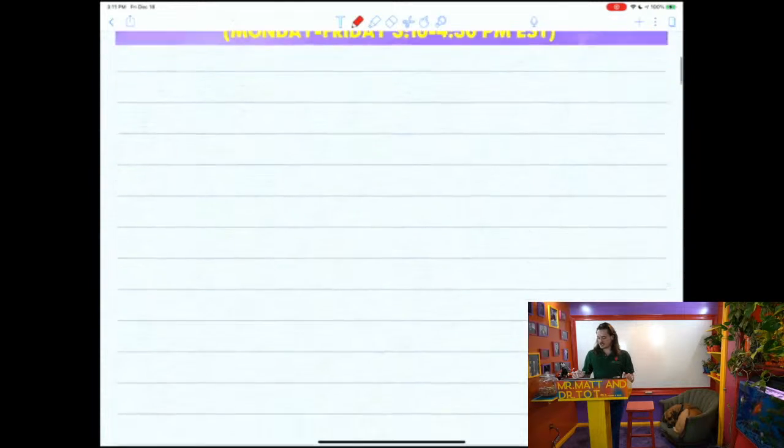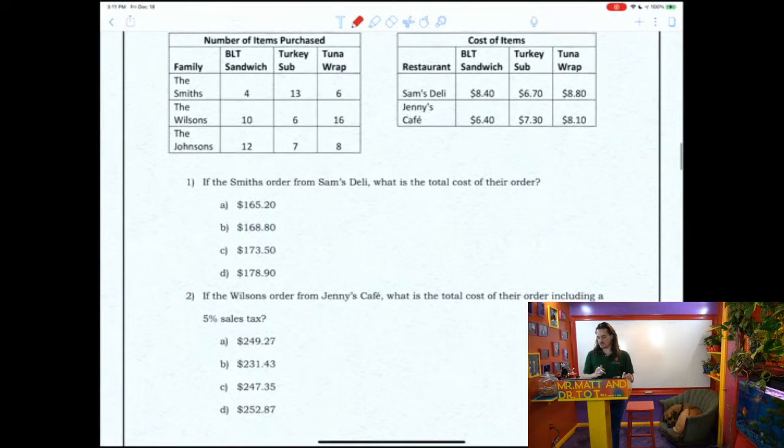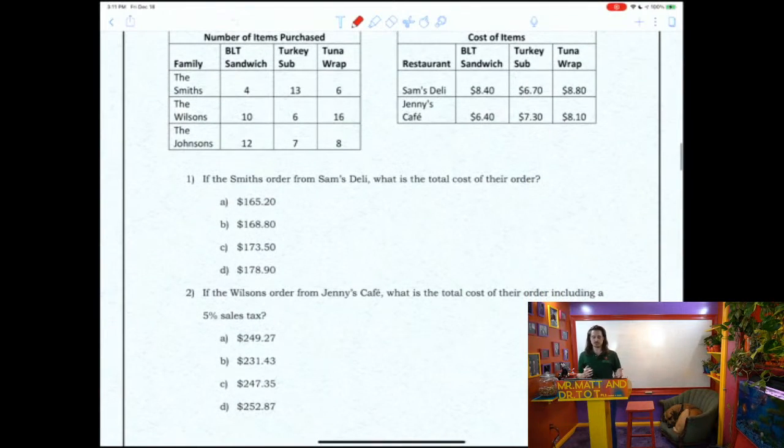All right, so let's get started. I'm going to give you 6 minutes to look at each pair of questions. Because these are data interpretation, they both pertain to whichever diagram is listed. So we'll be looking at charts at first, and then, like I said, moving on to pie graphs. So for 1 and 2, you want to refer to the information listed in the charts with regards to the number of items purchased per family and the cost of items at each restaurant.